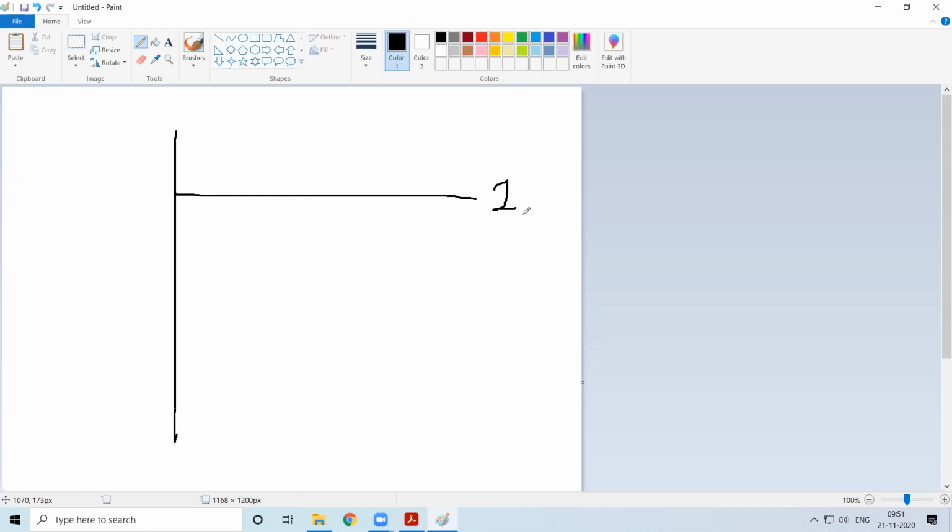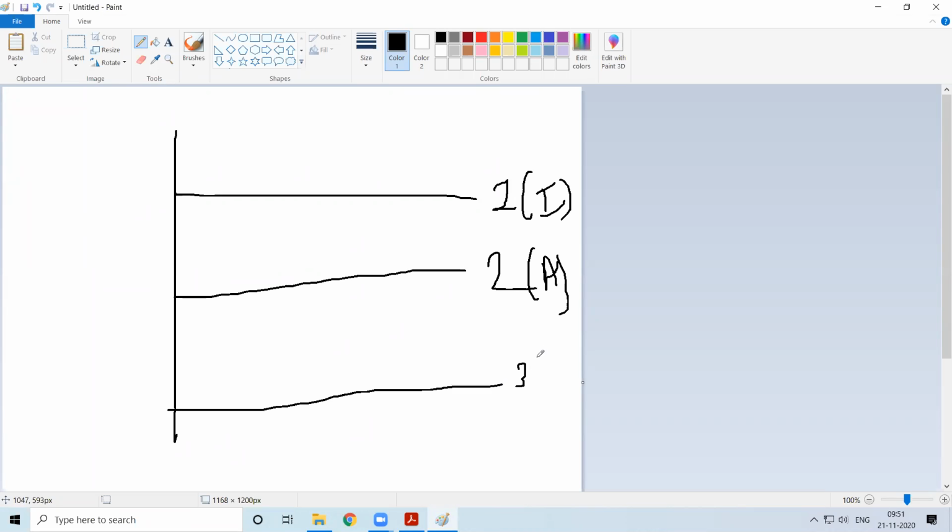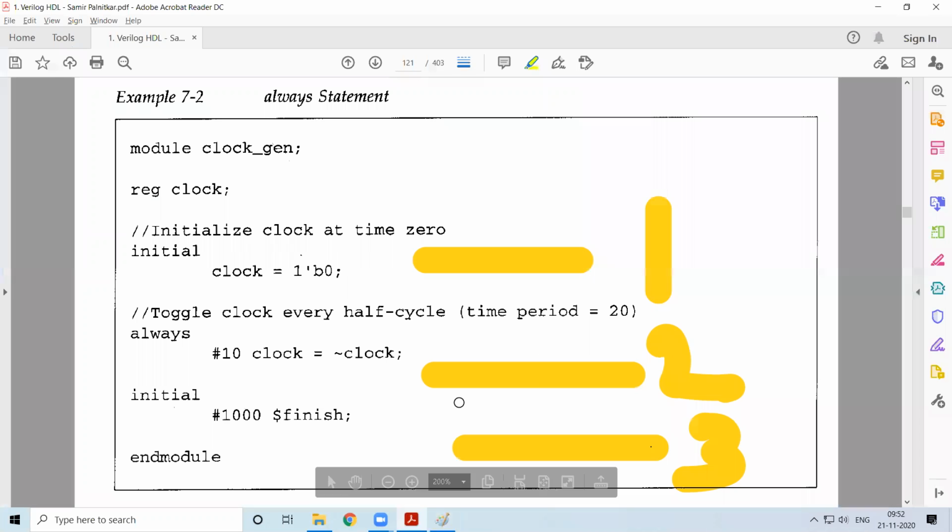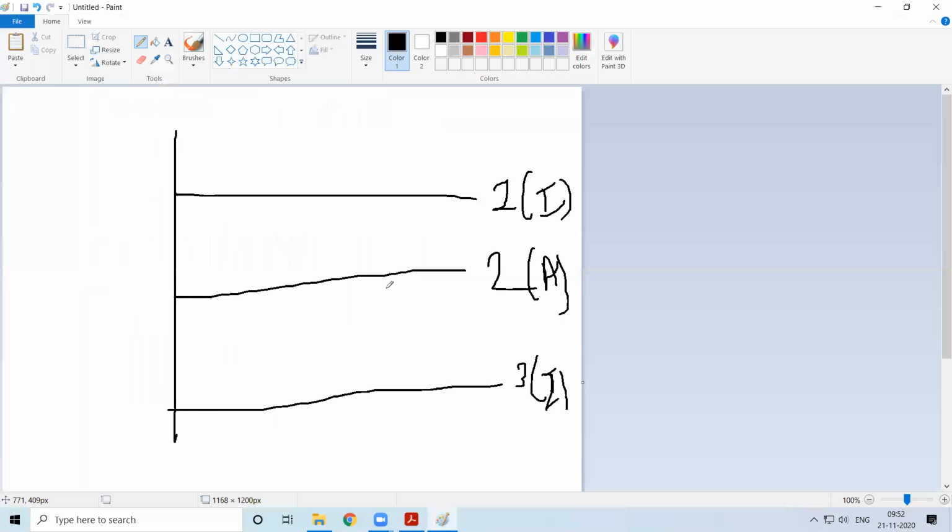So this is for the initial block. This is for the always block, and there is another, a third one, which is the initial block. It is related to this example. Here you can see that all these blocks start at time t equal to 0. That is, whenever you start the simulation, all the blocks start executing at time t equal to 0.